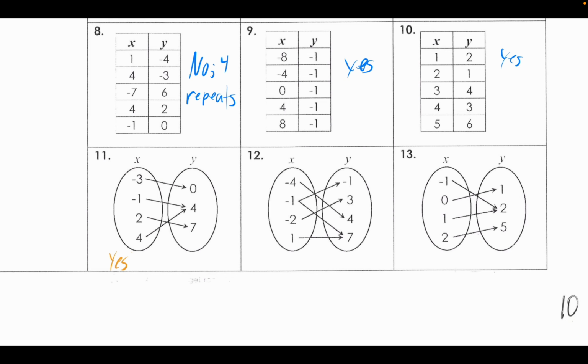Now, as we turn our attention to number 12, this is not a function. And the reason why this is not a function is because -1 repeats. -1 goes to both -1 as well as to 7. So -1 repeats. It goes to two different y values. It's part of two ordered pairs, not a function. Number 13, though, is a function again, even though we have two x values going to the y value of 2. That's perfectly fine.